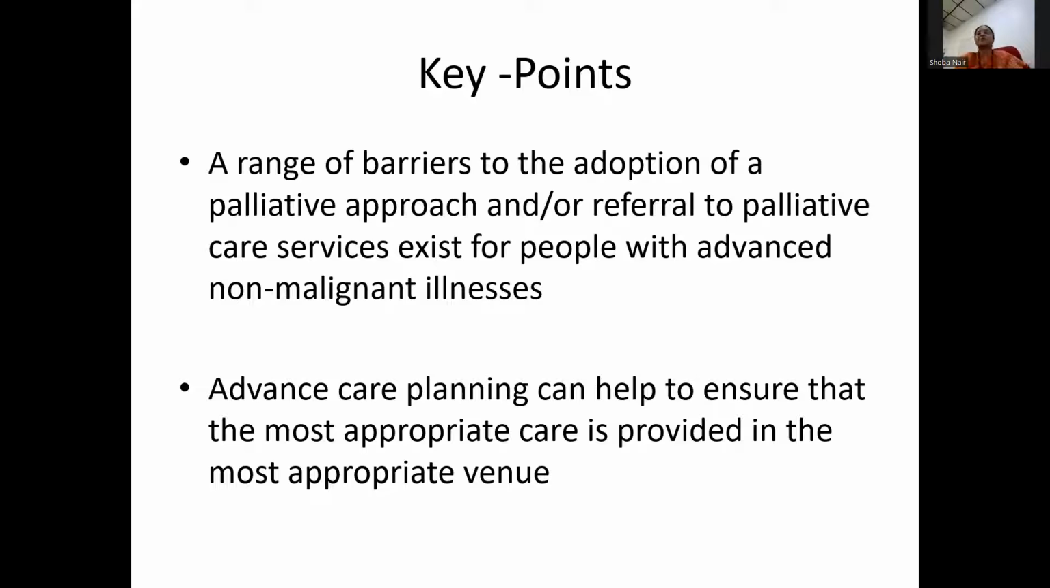So a range of barriers to the adoption of a palliative approach and referral to palliative care services exist for people with advanced non-malignant illnesses. There are things that can be done, and advance care planning can help to ensure that the most appropriate care is provided in the most appropriate venue. This is what we said last. Next slide, please.